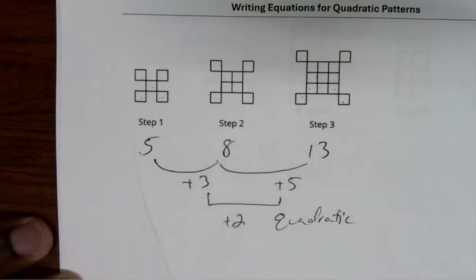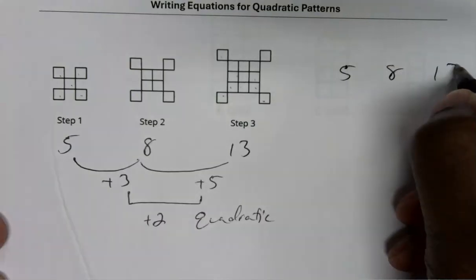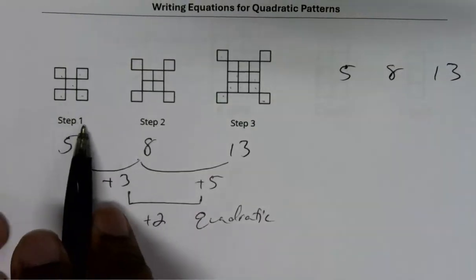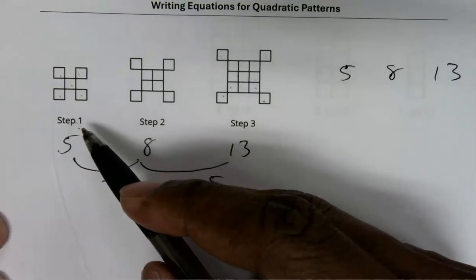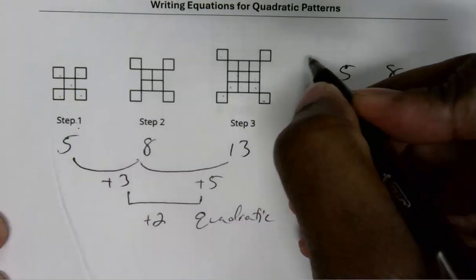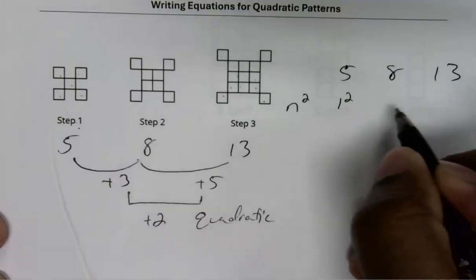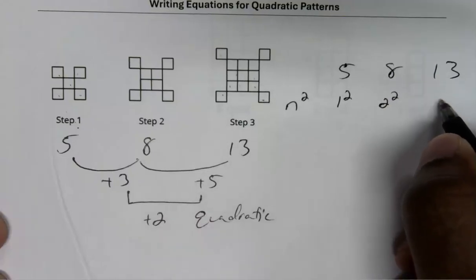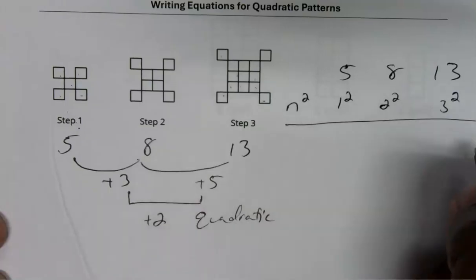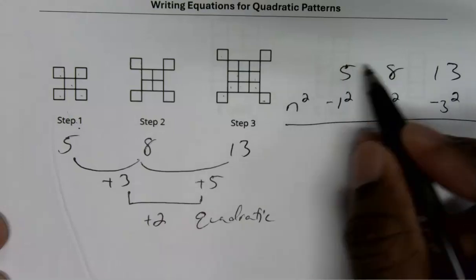Now that I know it's quadratic, these are the steps to write an equation for that quadratic sequence. I'm going to rewrite those numbers here: 5, 8, and 13. This is step 1. We're going to compare how far these numbers are from 1 squared. Keep in mind, quadratics deal with that stage number squared. So I can compare that 5 to 1 squared, compare that 8 to 2 squared, compare that 13 to 3 squared. I want to know how they compare by subtracting them. So I subtract each one of those numbers from the original numbers in the sequence.